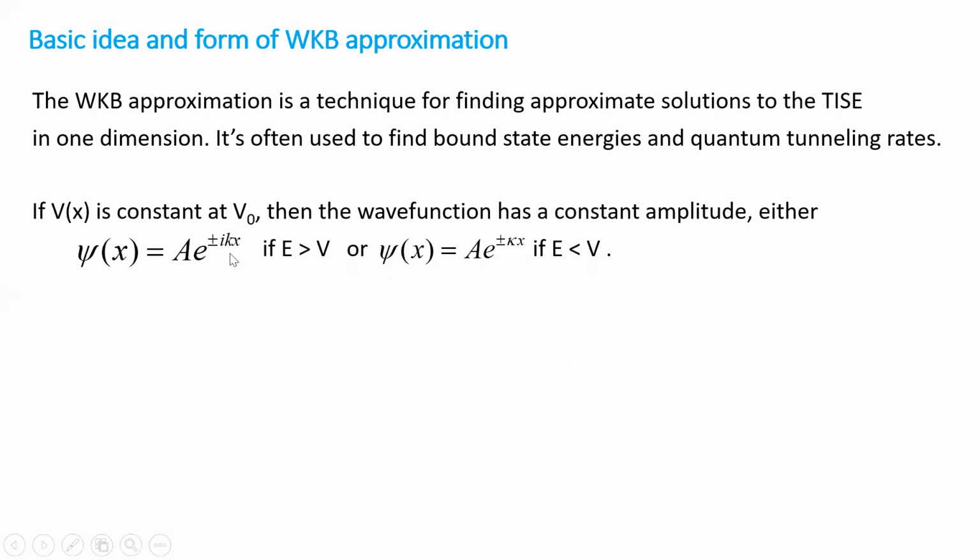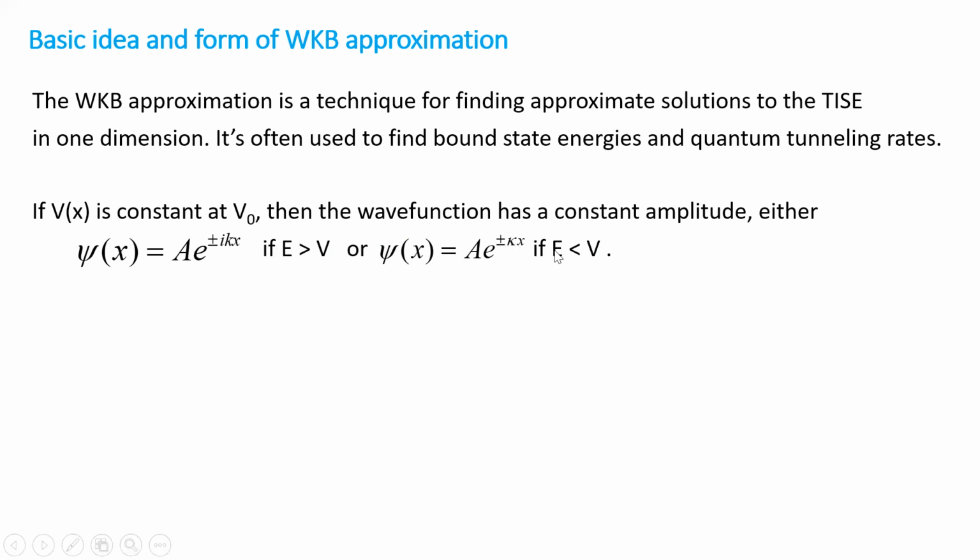If V of x is constant at V naught, then the wave function has a constant amplitude, okay? So if the energy is greater than V naught, then we get a traveling wave solution, which is a complex exponential solution, A e to the plus or minus i k x, where k is related to E and V naught in the usual way.